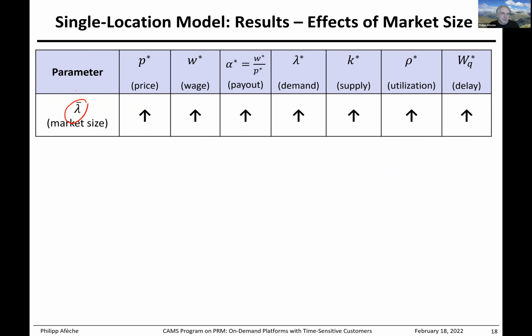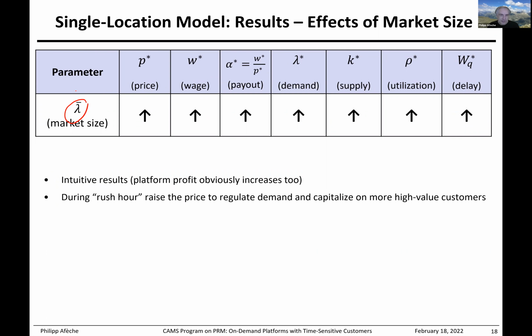So what this is showing is, if you increase the market size, what happens to the optimal price, wage, payout ratio, and so on. The results are pretty intuitive. The platform profit is obviously going to improve as well. There are some informative takeaways here, such as during the rush hour, you want to raise the price to regulate the demand. This also means you have a higher mass of higher value customers, if you just scale up the demand, keeping the same valuation distribution.